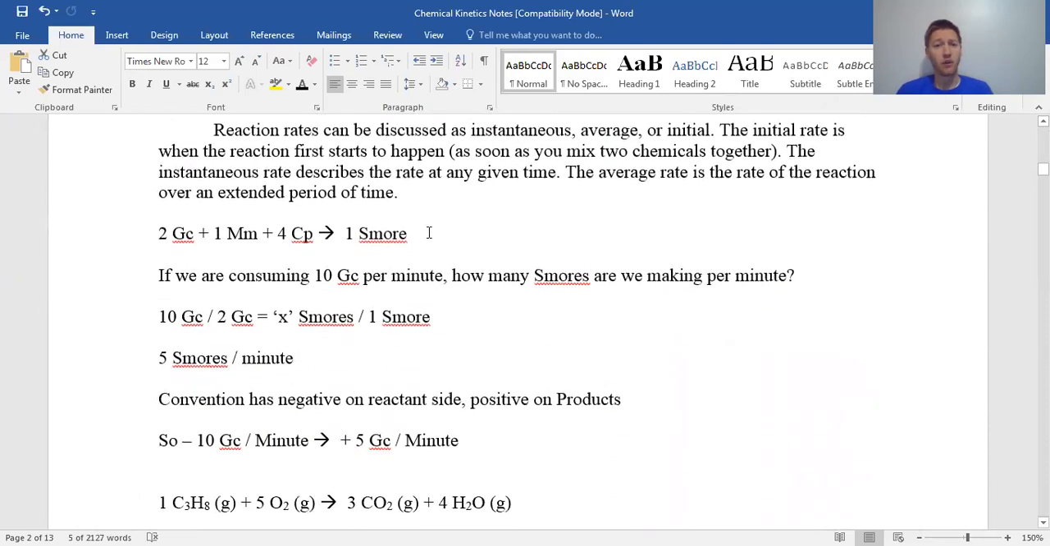So we can think of it in terms of our favorite chemistry equation, making s'mores. 2 graham crackers, 1 marshmallow, 4 chocolate pieces makes 1 s'more. And so if we know the rate of consumption for the graham crackers, we also know the rate of production for the s'mores, as well as the consumption of these things too.